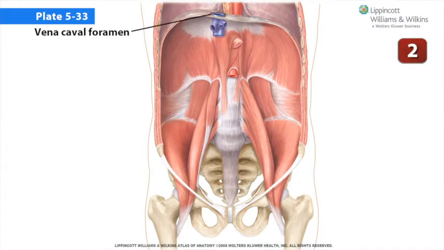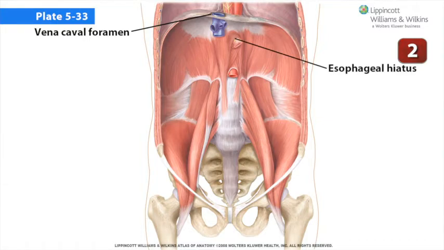The vena cava foramen is an opening through the central tendon just to the right of the midline at the level of the 8th thoracic vertebra. Passing through it is the inferior vena cava, returning blood from the lower half of the body to the heart.